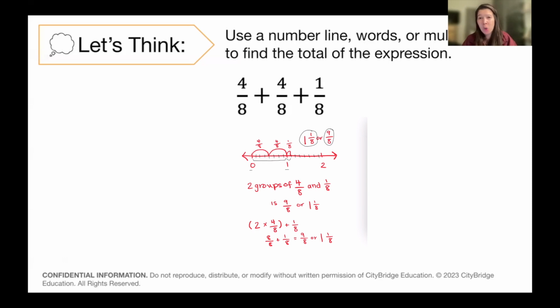So look what we just did. We just found the total of the expression 4/8 plus 4/8 plus 1/8 using a number line, using words, and using multiplication. 3 different ways to find the total of that expression. And this problem was similar to our last one, but we had to shift our thinking and shift our strategy a little bit. Turn and share with your partner, what did we have to consider differently as we tackled this problem versus the other problem?